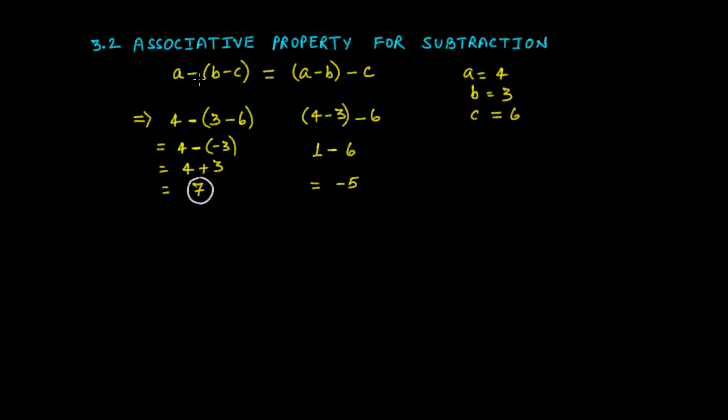If you perform a minus (b minus c), you'll get this one as 7, and if you solve (a minus b) and then minus c, you have 4 minus 3, then minus 6. This will be 1 minus 6, which gives you minus 5. These two integers are not equal. Therefore we can say that this condition is not satisfied here, and therefore the subtraction of integers does not follow the associative property.